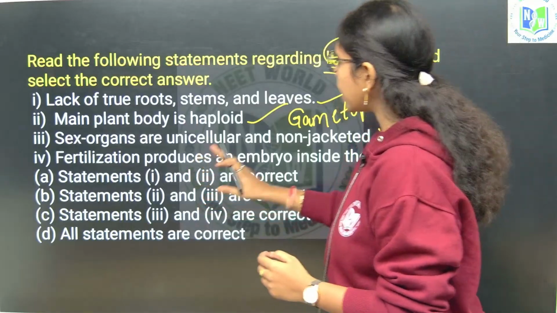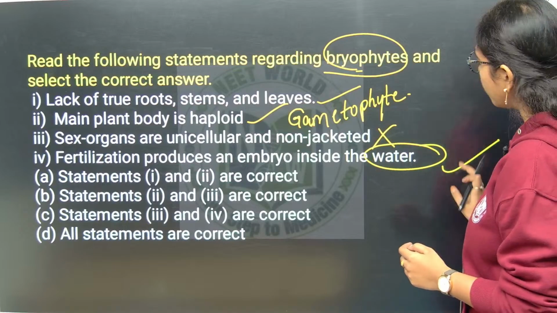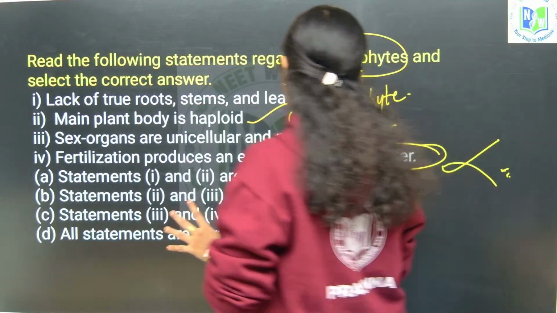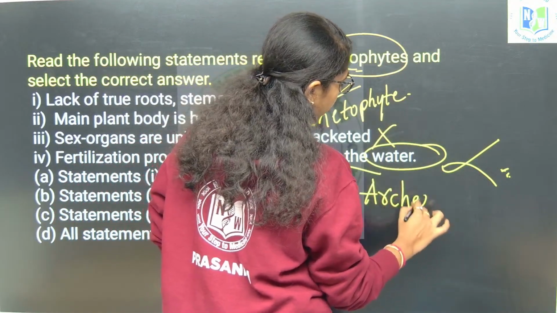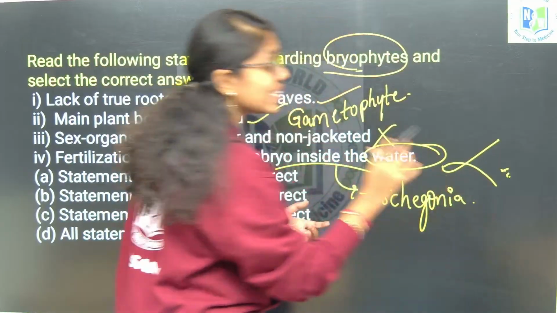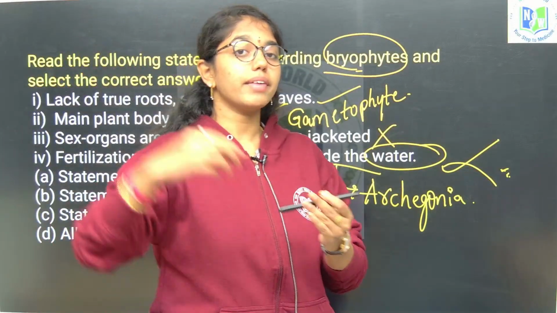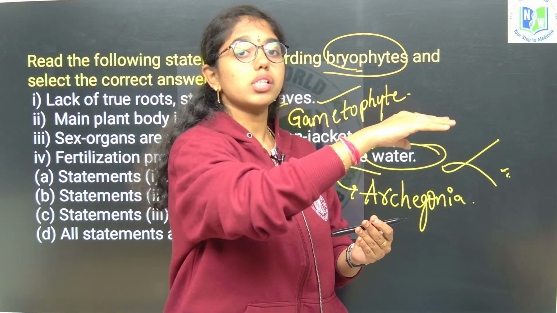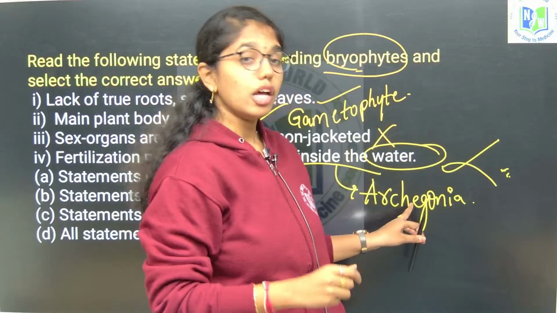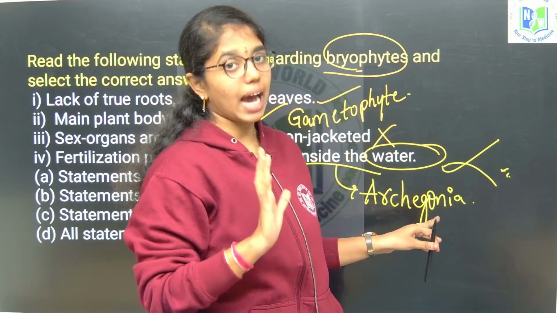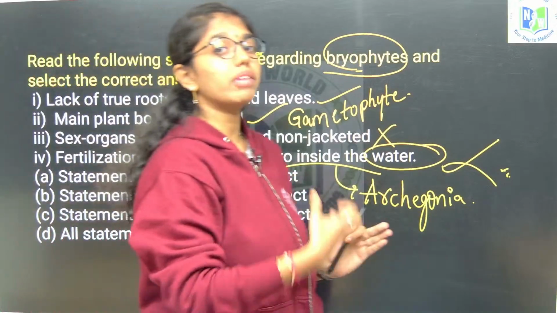Next, fertilization produces an embryo inside the water. No, fertilization will produce an embryo inside the archegonia. Where is the site of fertilization? Antherozoids, which are biflagellated, come from antheridia, swimming across the water. They reach the mouth of the archegonia and then the egg cell. So, the site of fertilization is archegonia. Inside archegonia, zygote formation takes place, which develops into the embryo.